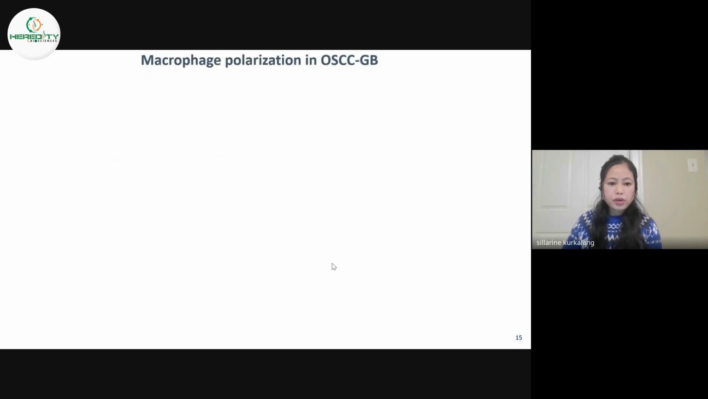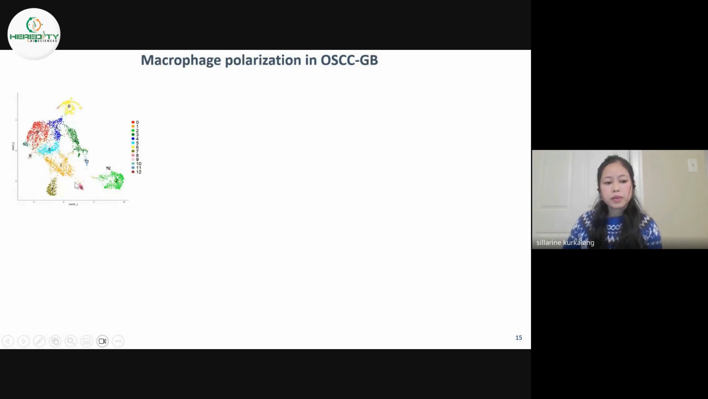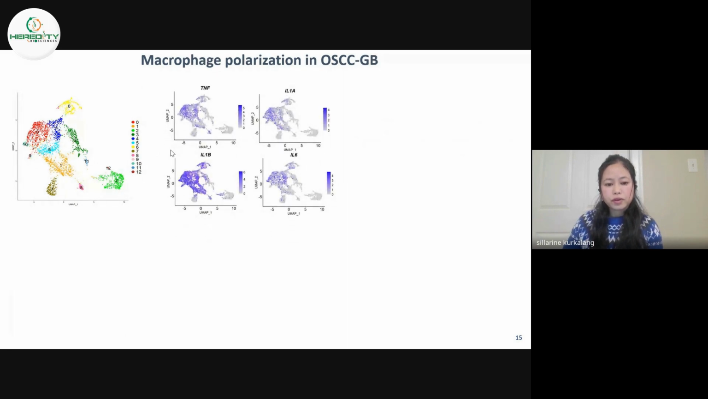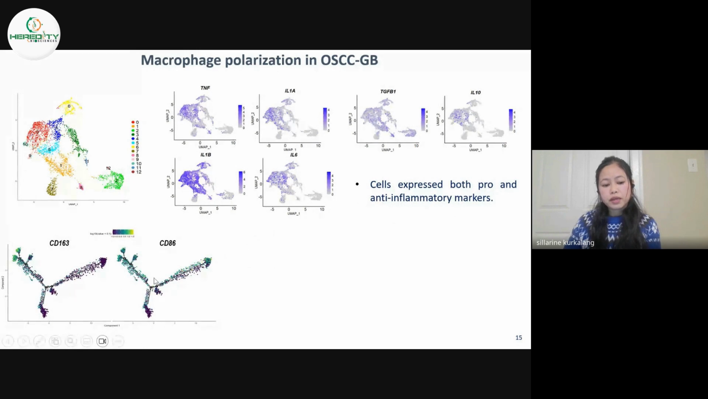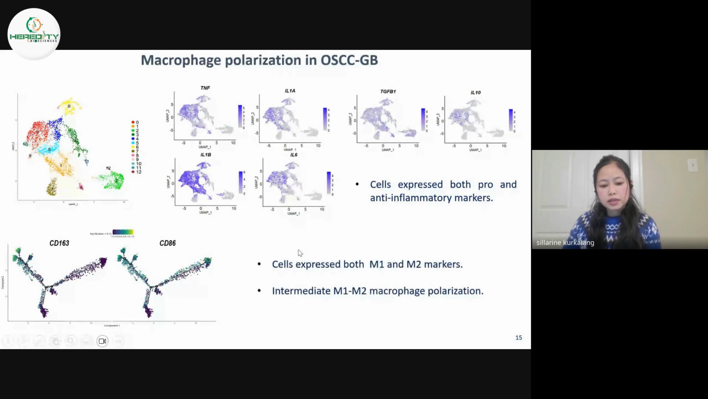The next population we are looking at is the macrophages. This is the cluster of the macrophages, and these cells show higher expression of both pro-inflammatory and anti-inflammatory markers, suggesting the presence of both M1 and M2 macrophages. And when we see the expression of the M1 and M2 markers, we observe that these macrophages express both, thus indicating that there is an intermediate M1 to M2 macrophage polarization in OSCGB.